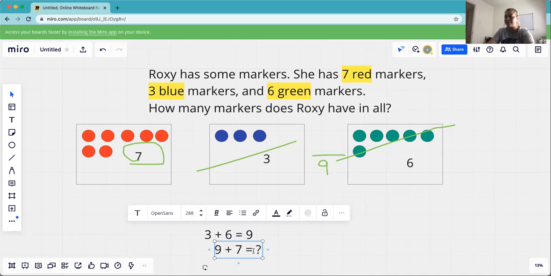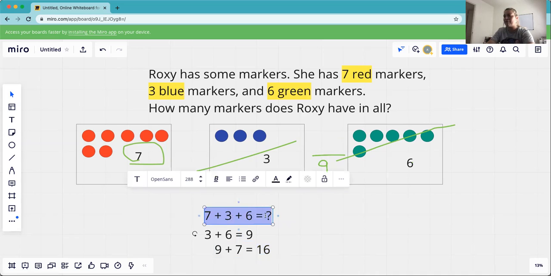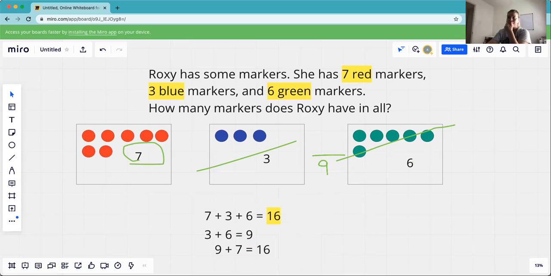9 plus 7 equals 16. So again, 7 plus 3 plus 6 equals 16. How many markers does Roxy have in all? 16. So you can add 3 plus 6, or you can add 7 plus 3 at first.